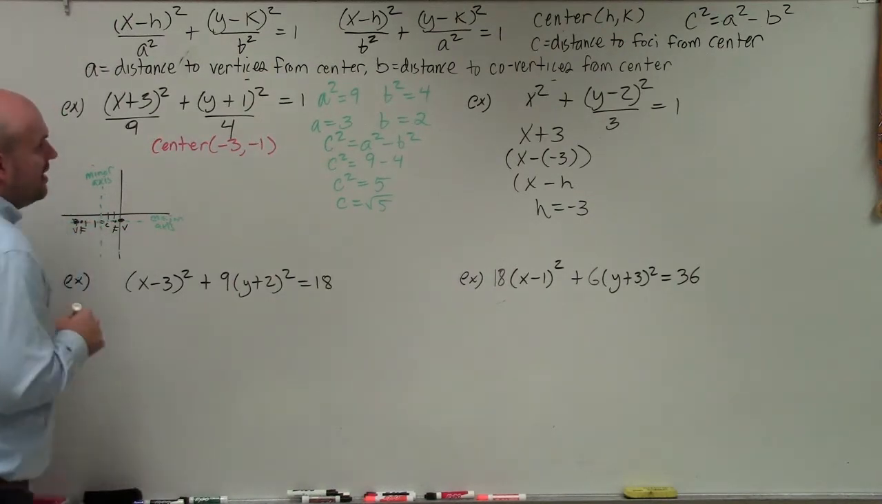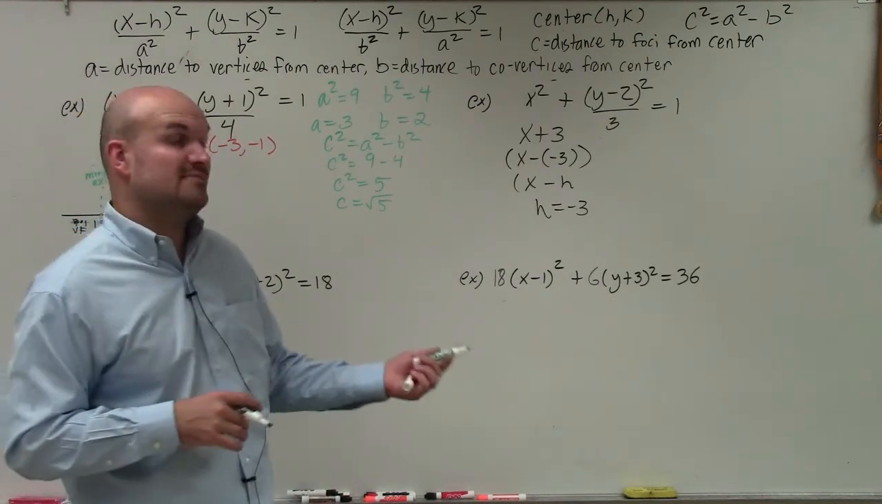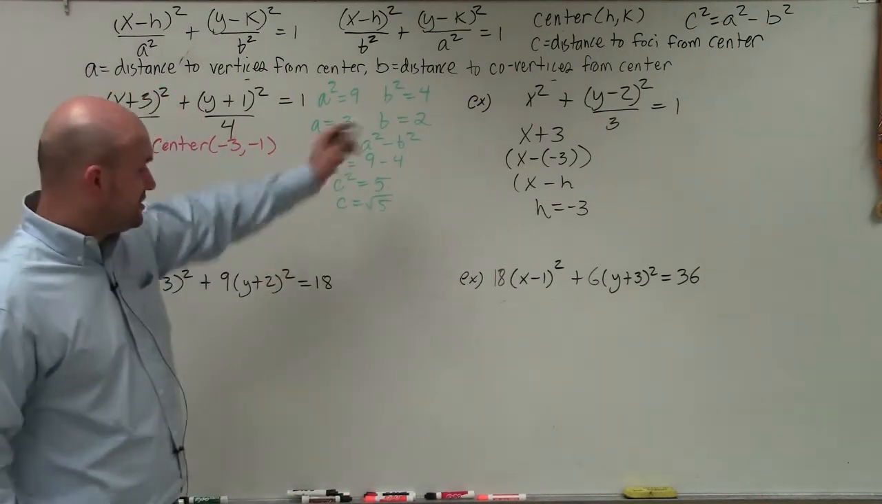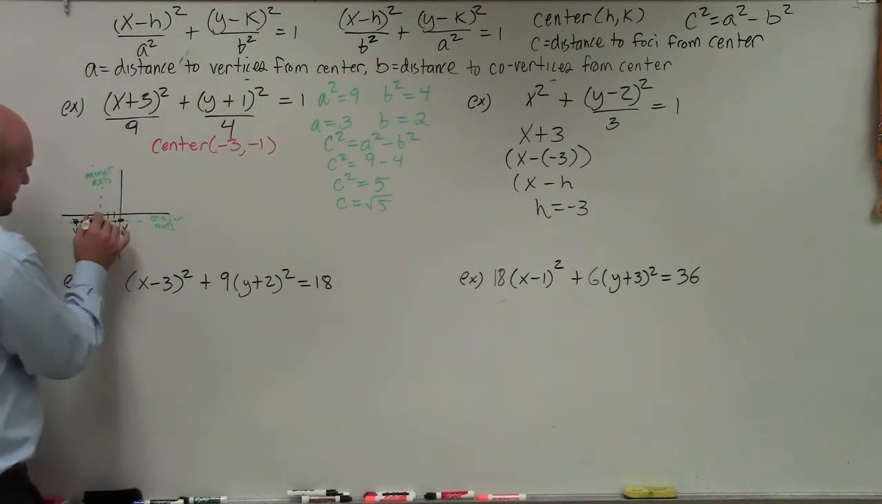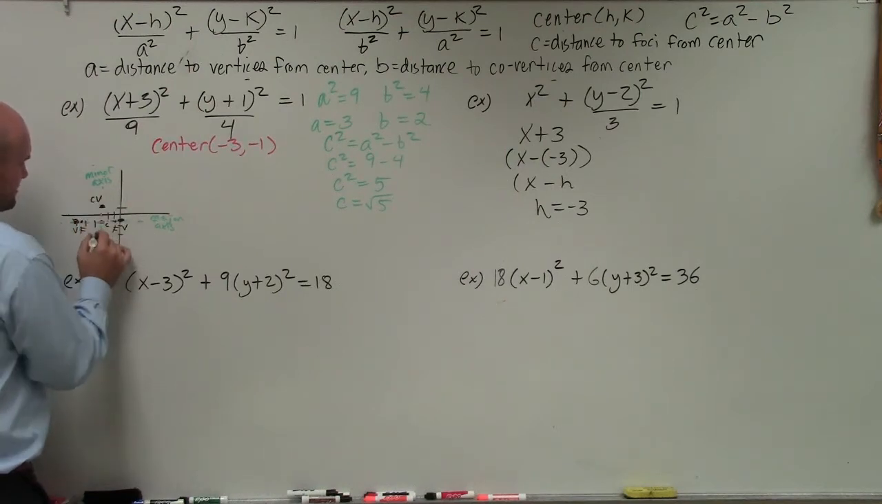So I'm going to go over 2 point something and say that's my foci, and that's my foci. Now to find my co-vertices, that's going to be the value of b from the center, which in this case is 2. So from my center, I'm going to go up 2, and I'm going to go down 2. And I'll label those points co-vertex and co-vertex.